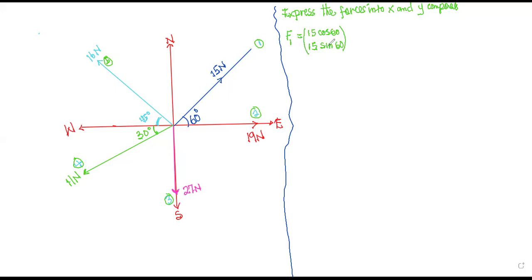This is also equal to, when you use the angle to the y-axis or not, 15 sine 30 and 15 cos 30 degrees. So whichever way you look at it, the value must be the same. Sine 30, cos 60, half. So this is 7.5, 7.5 Newton.